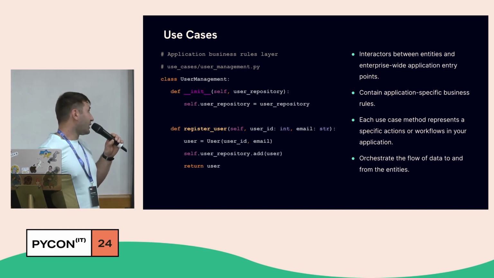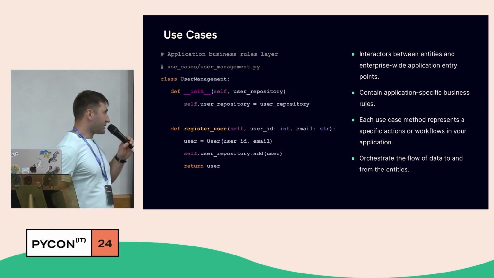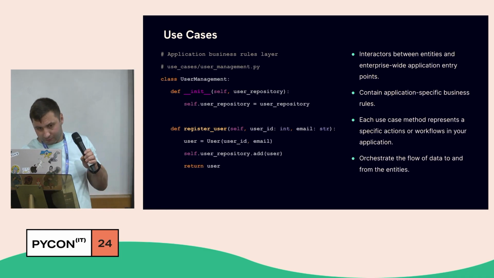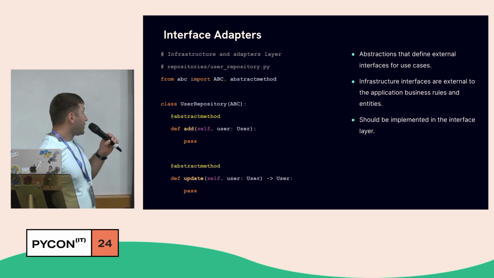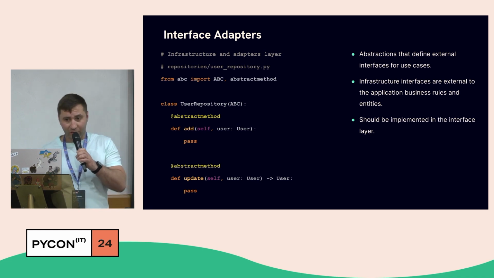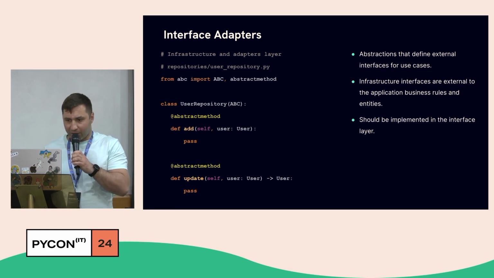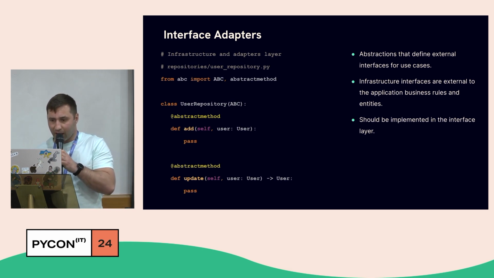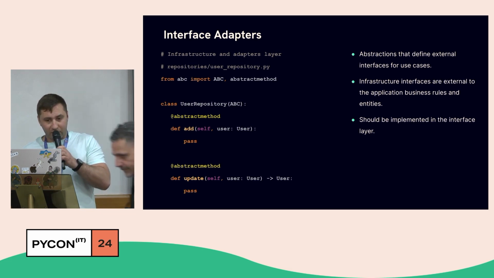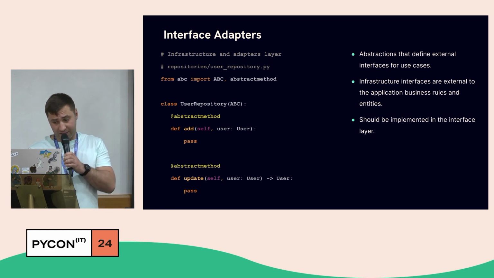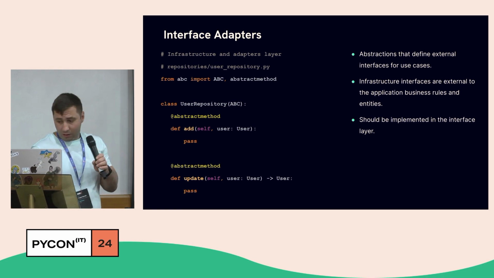Also, what I would like to add is that use cases are interactors between the entity and external layers. So, repositories. It's an abstraction that defines external interfaces for use cases. This is an interface to allow the use cases to communicate with the external systems. It is also implemented in the interface layer, which is external to application business rules.